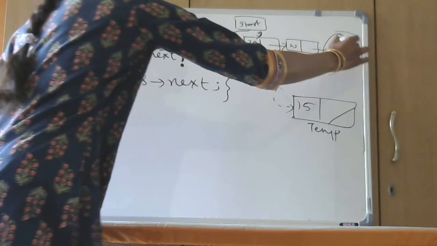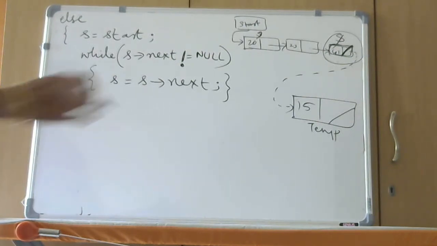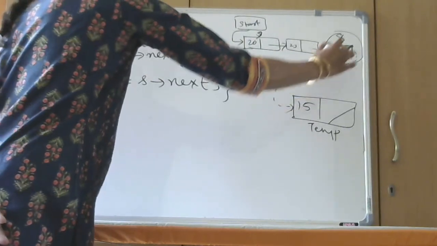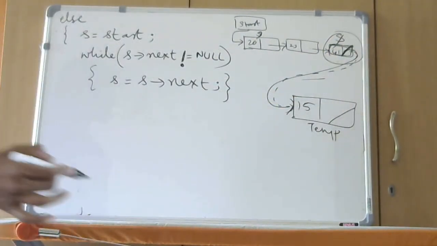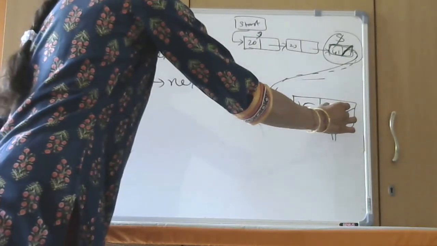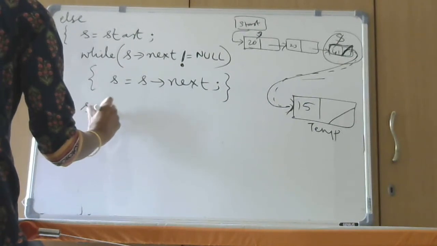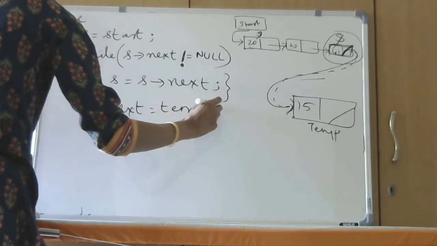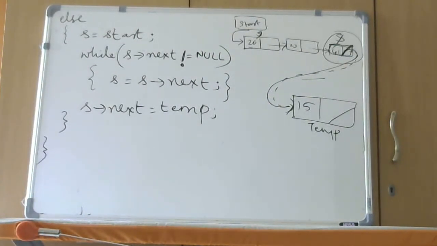S of next should be equal to your temp, correct? S of next is null here, but we don't want null because we are trying to link this element. This should point where now? It should point to this. This is what? Temp. Temp of next is what? Null. That we have already written before. Okay, so what should I write here? S of next will be equal to temp. That is your else part, and that's how we insert at the end.